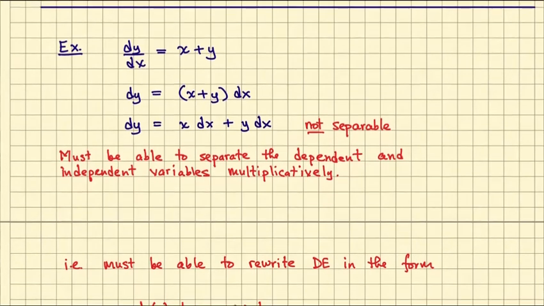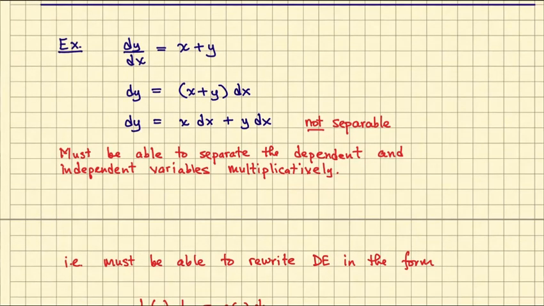Let's take a look. Well, first off, we need to realize that not all equations are separable. If you take the very innocent looking equation dy over dx equals x plus y, and you say multiply both sides by dx, you would get dy equals x plus y times dx. And if you notice, if you distribute this differential dx, you get this. If you look at this, there's no way to separate and isolate all the x stuff from all the y stuff. And that's because you get this cross term here. And so it's just not possible.